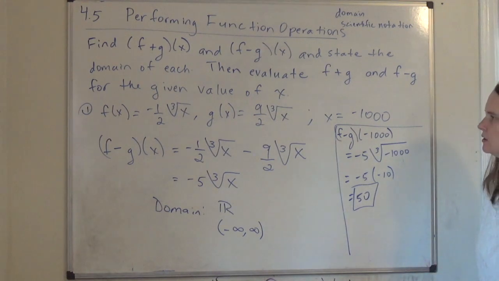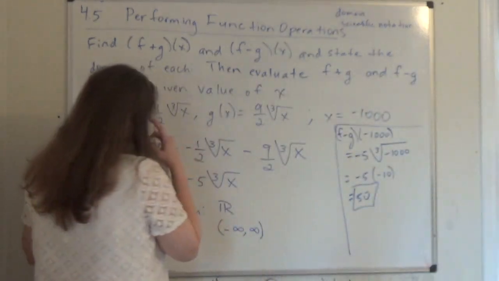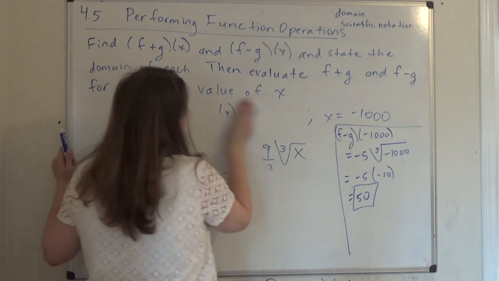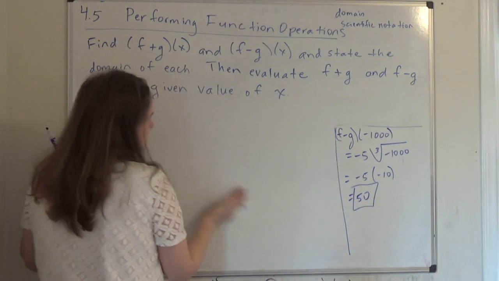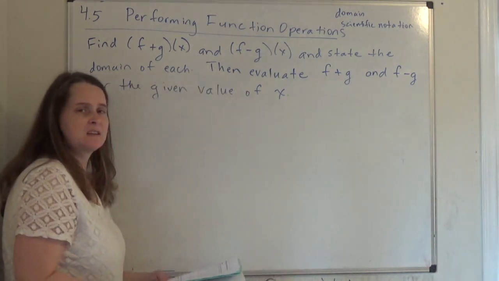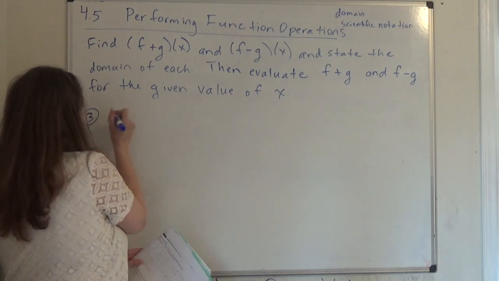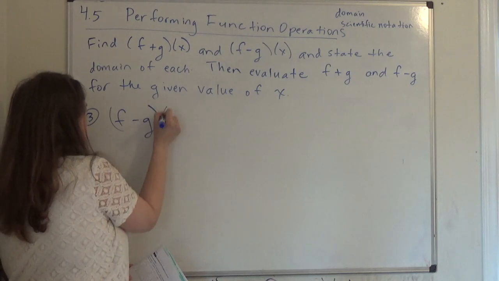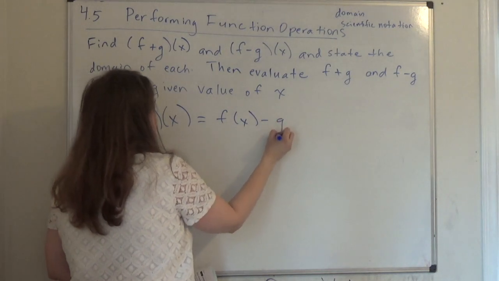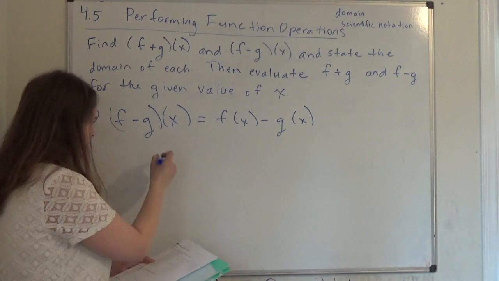Let's look at number 3 together. I said I was going to do one from each section, but I actually do need to show you something. So look at number 3. The addition I think is pretty self-explanatory, but I want to do the subtraction piece for number 3. So I'm going to do f minus g of x. That's f of x minus g of x, if you need that extra step. That's the idea there.